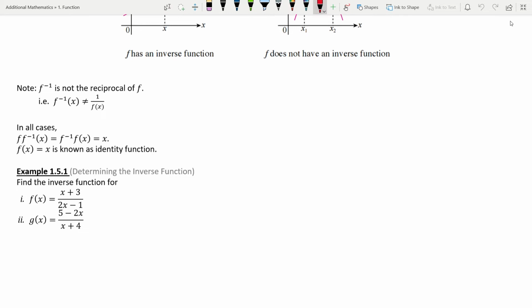Note that f inverse is not the reciprocal of f. The symbol f negative 1 here refers to the inverse function and not an index. In all cases, f of f inverse is equal to f inverse of f and is equal to x. f of x equal to x is known as the identity function.